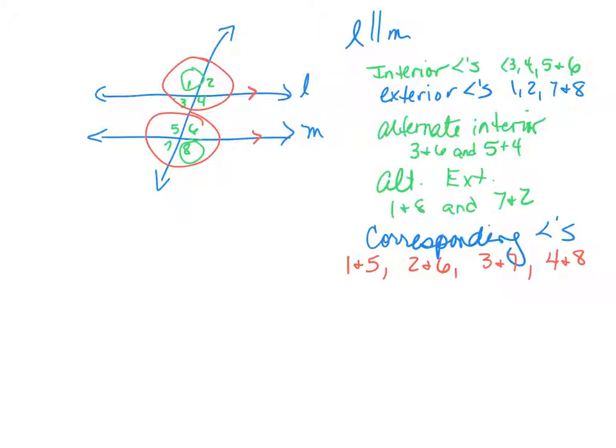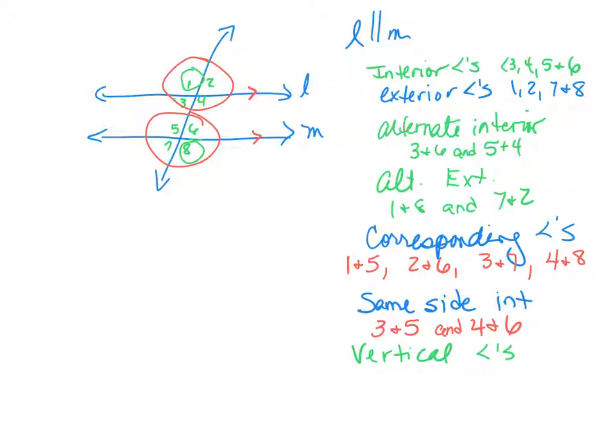Now let's look at them. 1 and 5, top left of their intersection. 2 and 6, top right of their intersection. 7 and 3, bottom left of their intersection. And 4 and 8, bottom right of their intersections. Okay? So there's something that we know about those. Same side interior are on the same side of the transversal, but on the inside of the parallel lines. So 3 and 5 and 4 and 6. Okay? 1 and 7? No, those are 8 and 5. So let's start with 1.